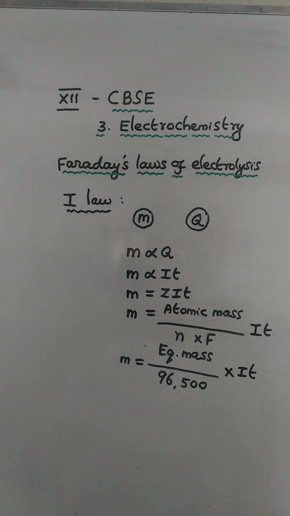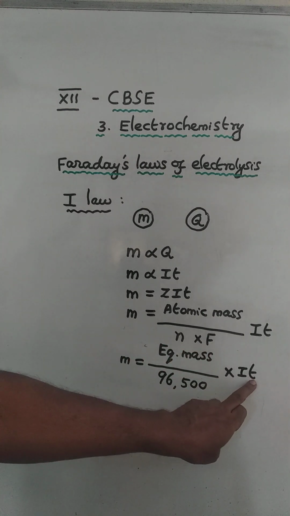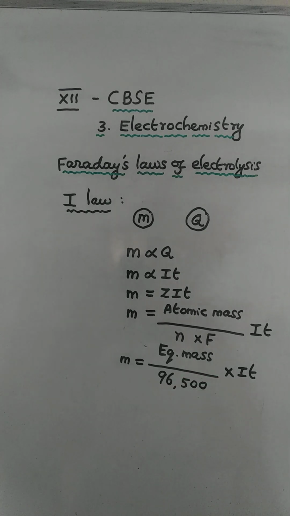Using this formula, we can find the mass deposited, or time in seconds, or strength of current I. Any one may be asked. So, the first law relates mass deposited and quantity of electric current passed. The amount of chemical reaction that takes place at the electrode is directly proportional to the quantity of electric current passed through the electrolyte during electrolysis. Is it clear?